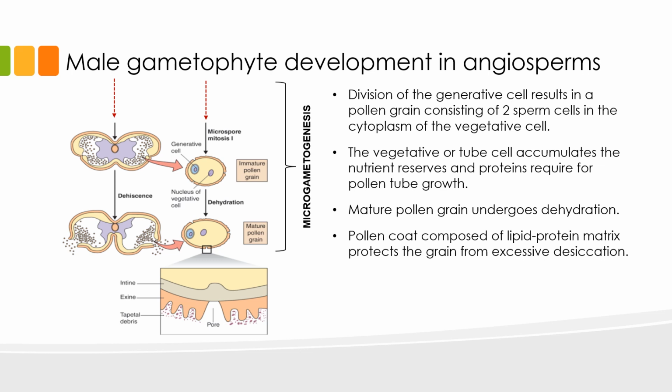A mature pollen coat is composed of a lipid protein matrix that protects the grain from excessive desiccation. Remember that for a pollen to mature, it needs to undergo a controlled process of dehydration. I emphasize the word controlled because excessive drying can kill the gametes. Again, the purpose of the drying process is to suspend the metabolic processes in the pollen until such time that it is released and lands on the stigma of the female flower and is ready for fertilization. The way of the plant to ensure that the pollen and ultimately the gametes don't die is to have a protective coating on the surface of the pollen itself.